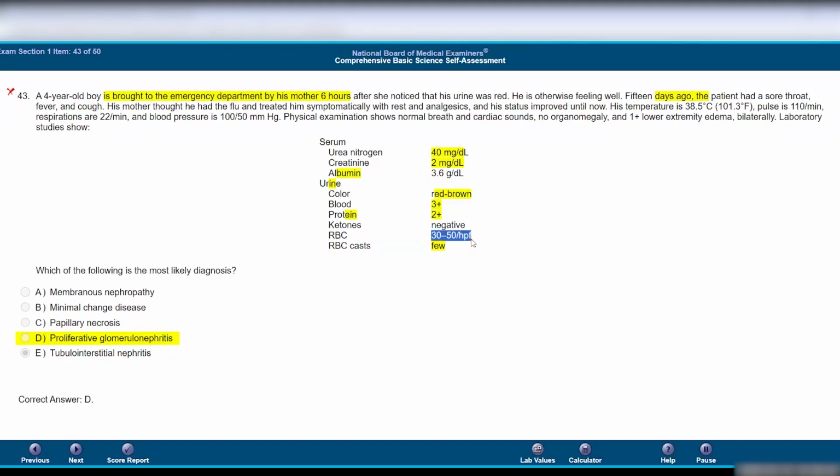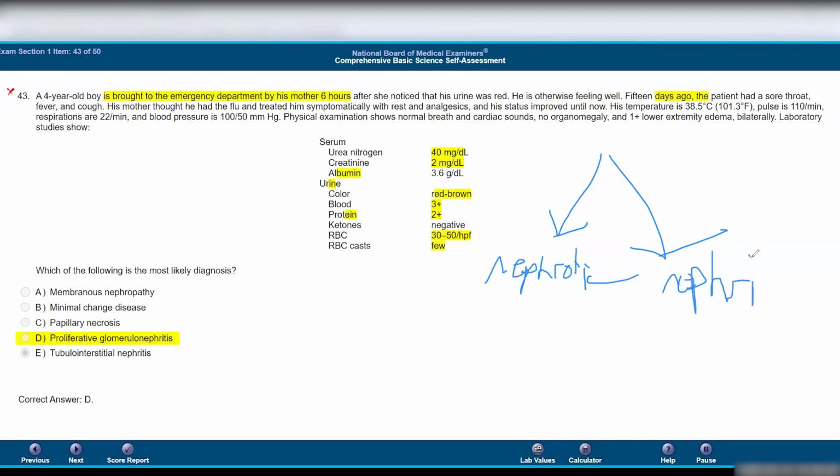Okay, gotcha. When I look at these kinds of questions, I'm thinking, is it nephrotic or nephritic? That's the best way I start with this. So what are the characteristics of each? I think that nephrotic is more associated with proteinuria. Yeah, proteins in the urine, and then nephritic is kind of blood.